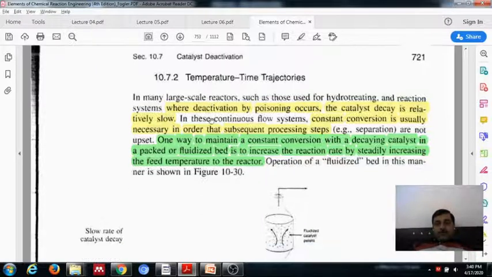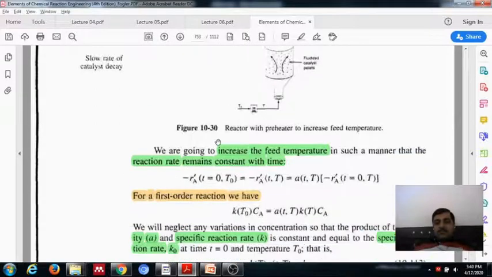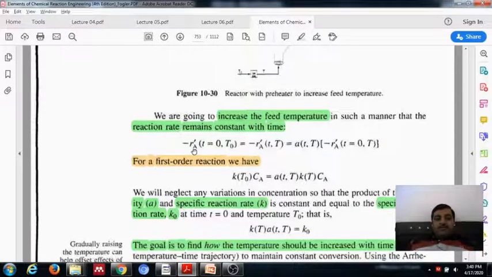And how we are going to do this is what we said here: increase the feed temperature in a manner that the reaction rate remains constant with time. So my initial rate is Ra dash at T0 and initial time. It is equal to the rate at any other moment of time with a different temperature than T0. Now this T is higher temperature than T0. Right?